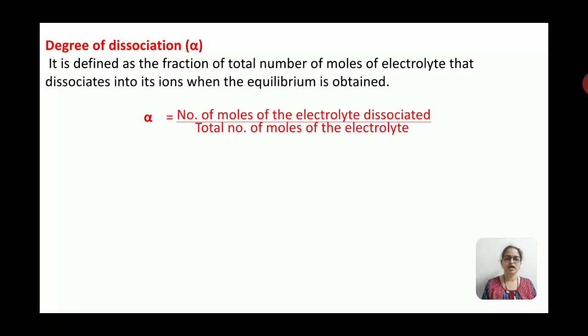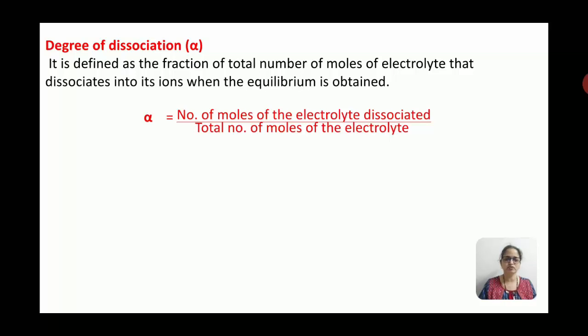Suppose you have taken 100 moles of electrolyte. So what is the total number of moles of electrolyte? It is 100. So 100 will come in denominator. Now suppose at equilibrium out of 100, 50 moles get dissociated. So 50 will come in numerator. So alpha value will come 50 upon 100, that is 0.5.